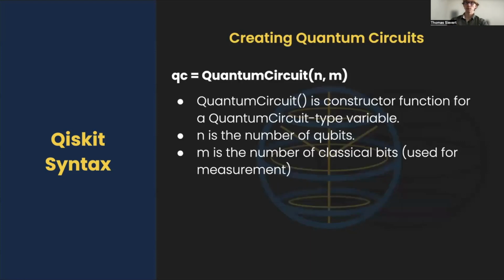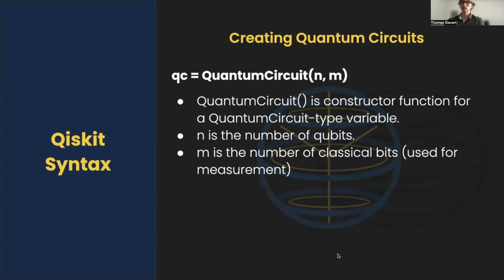Okay, so the first thing that we have to do when we want to make a quantum circuit is make a quantum circuit variable. We do that with the Qiskit constructor function, just called QuantumCircuit. It takes two parameters. N is the number of qubits. We have to pass it this parameter, and this is just how many qubits we want our quantum circuit to have.